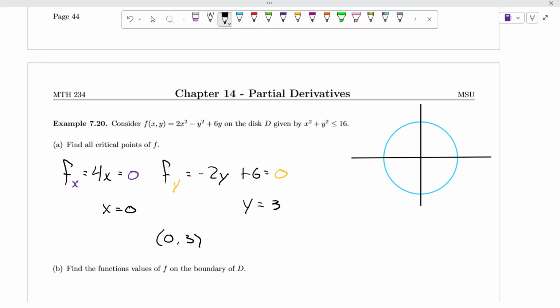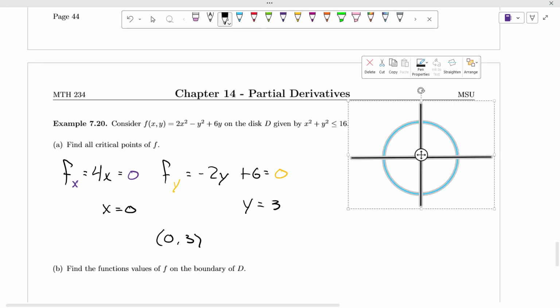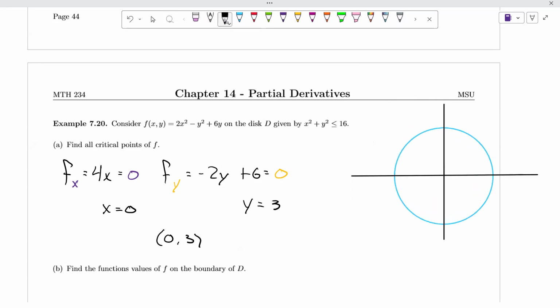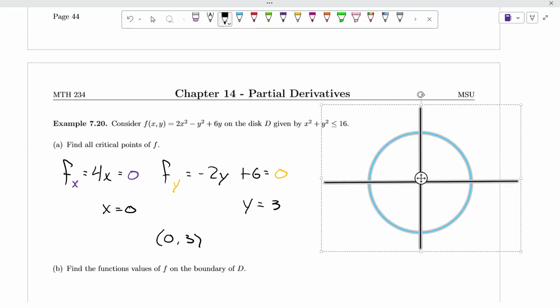So I'll go plot that over here. Let me actually just make this whole thing a little bit bigger, because I've got the space. 0, 3 is right there. So that's critical point number the first.